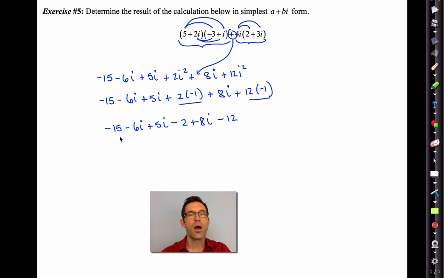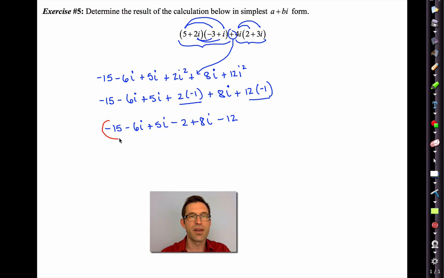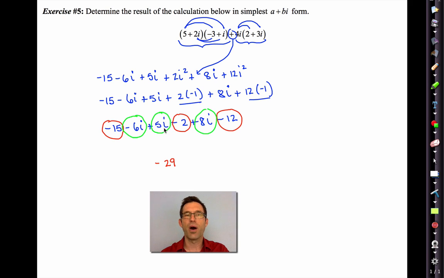All right, let me combine my real numbers. Let me circle those in red. I've got negative 15, negative 2, and negative 12. So that's negative 27, negative 2 is negative 29. Let me circle the imaginary ones in green. Green, green, green. Negative 6 and positive 5 is negative 1. All right, that's actually a plus 8i.